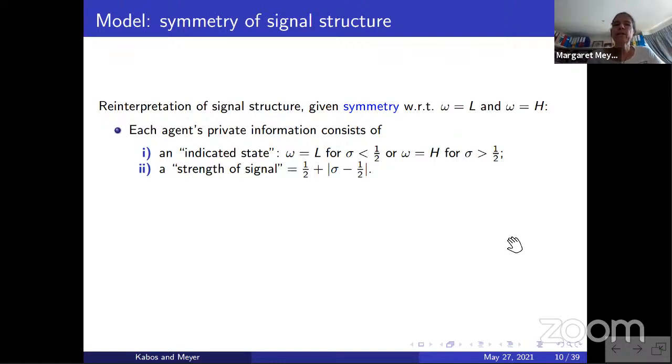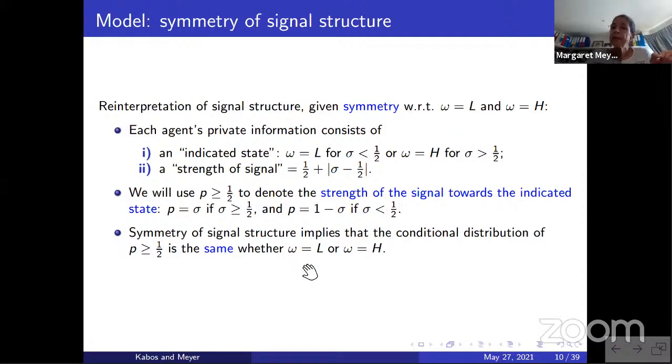And if it's greater than 1/2, the indicated state is high. And the strength of signal is just 1/2 plus the magnitude of the distance of sigma from 1/2. I'm going to use P, which is always at least 1/2, to denote the strength of the signal towards the indicated state. So P is just sigma if sigma is bigger than 1/2, and it's 1 minus sigma if sigma is less than 1/2. And the symmetry of the signal structure with respect to the low state and the high state implies that the conditional distribution of P, the strength of the signal toward the indicated state, is the same whether the state is low or high.